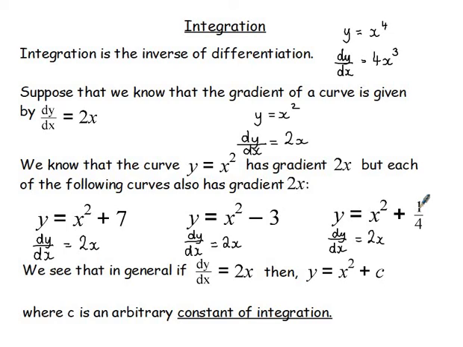So what we have as a rule is that when we see dy by dx is 2x, when we integrate it back, so when we work backwards, we have y equals x squared plus c. Now this plus c is in place for all of these, the plus quarter, the minus 3, the plus 7. So c is called a constant. It's a value that we don't know what it originally was, but we need to write plus c because there could have been a value there originally that we don't know about.